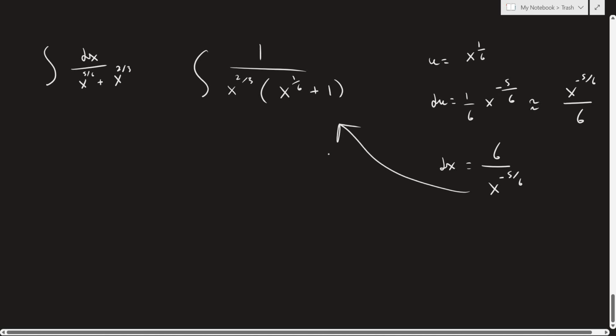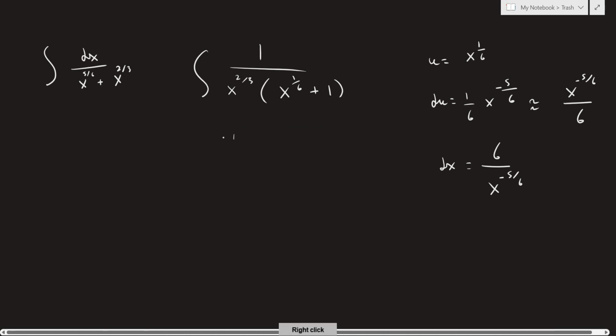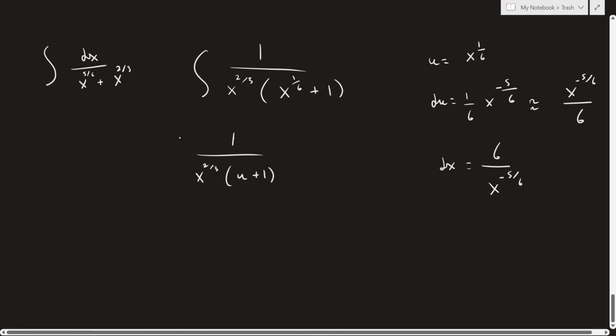It's going to be 1 over x power 2 over 3 times (u plus 1), times 6 over x power negative 5 over 6. All right, we can join the x's here, this one and this one, where we add powers since it's multiplication. So 2 over 3 minus 5 over 6 will be x power negative 1 over 6. So x power negative 1 over 6, we can take this up. So let's do it here.